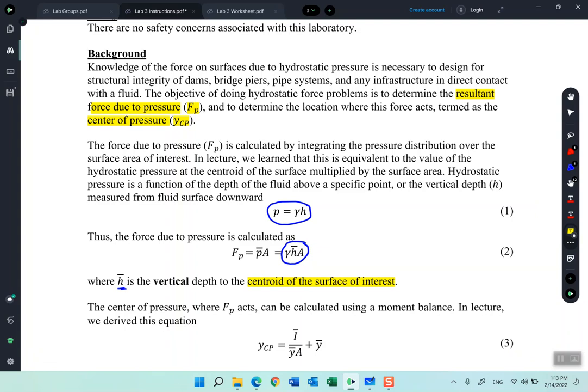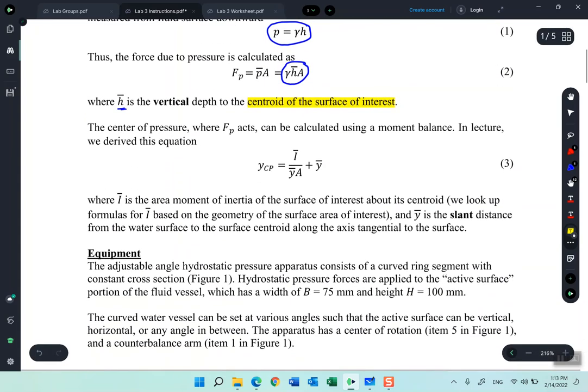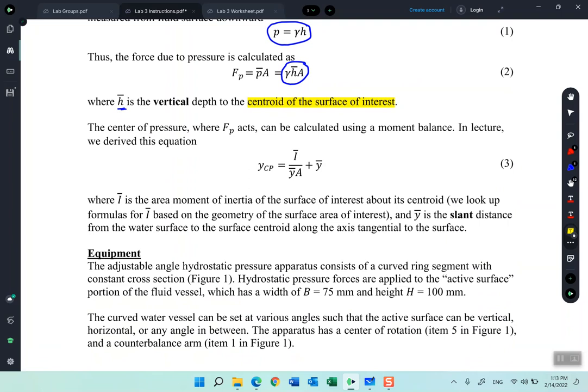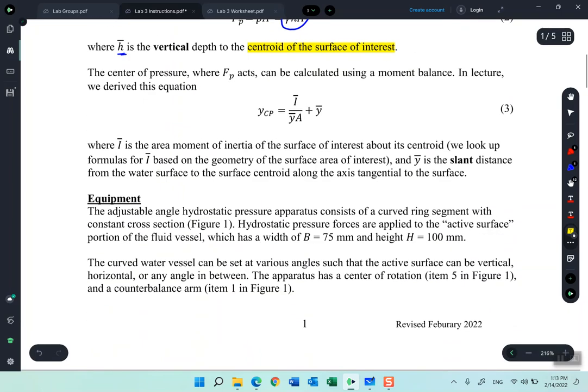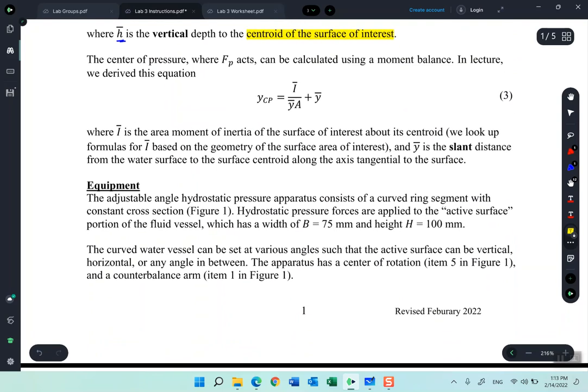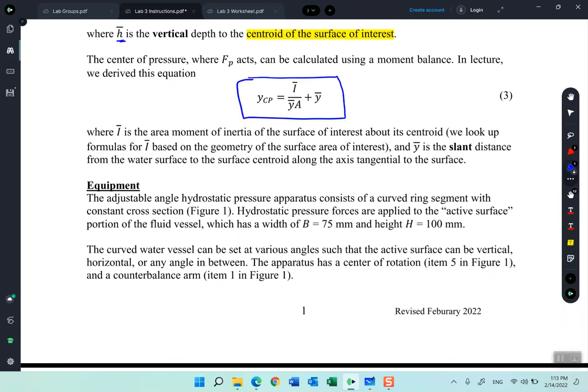Do you remember that? What was the name of the surface of interest? It was the active surface. Great. So as you have just said, we have different approaches to calculate YCP. The first approach is by using this equation, which Dr. Bukefa derived with you during the lecture. Or you can use the approach that we are going to do today.